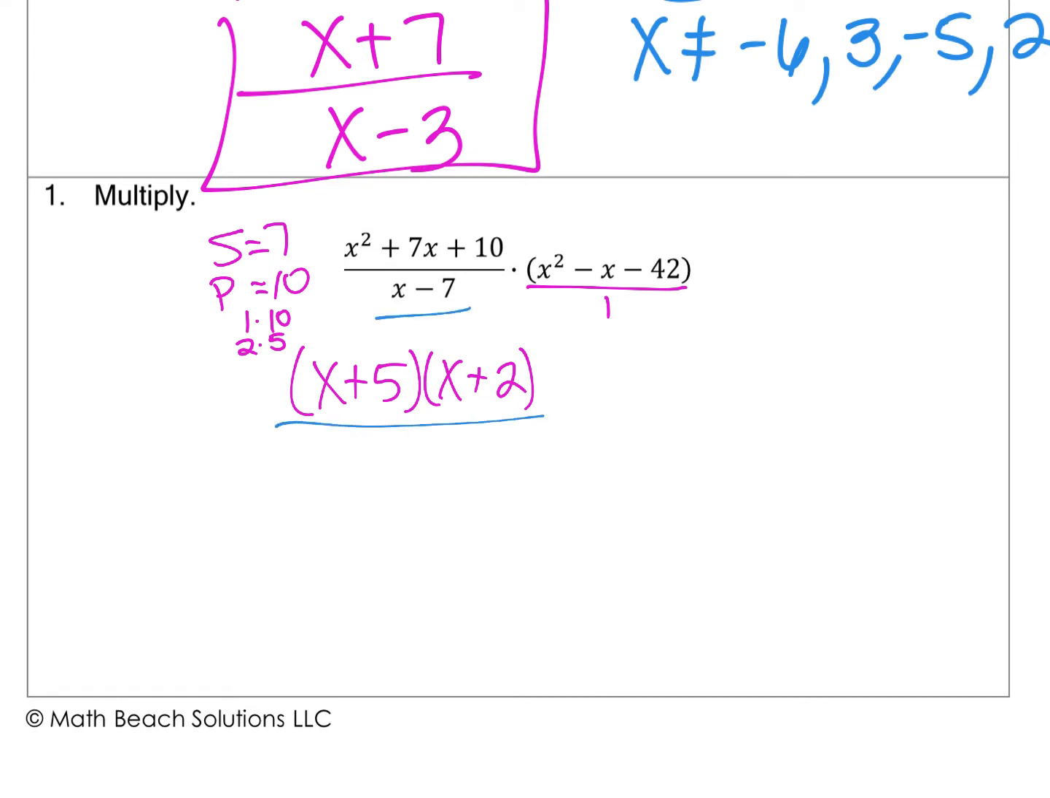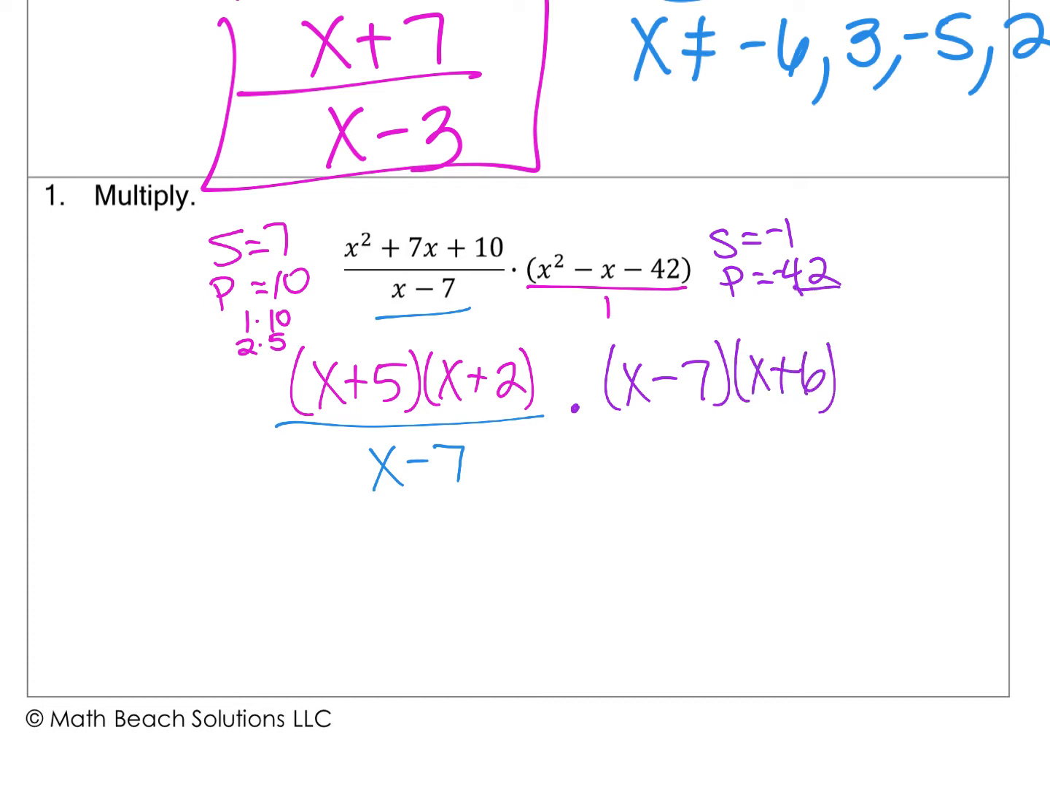My denominator here, I'm not going to be able to factor it, so I'm going to leave it as x minus 7. My numerator, sum is negative 1, product is negative 42. So that would be negative 7 and positive 6. Again, if you can't figure it out in your head, write down multiples of negative 42 and then find the one that adds to negative 1. Then I'm putting over 1 here.